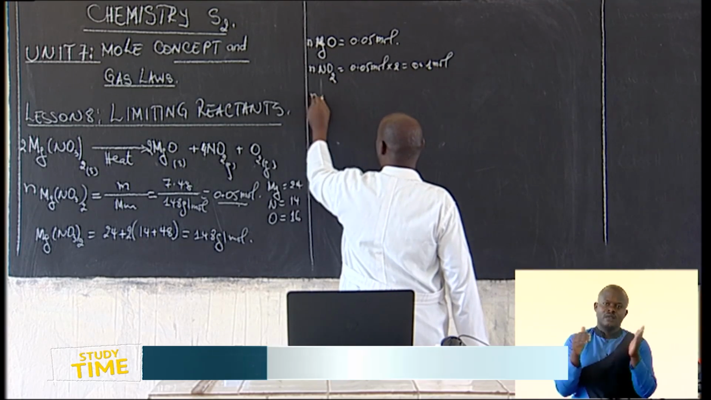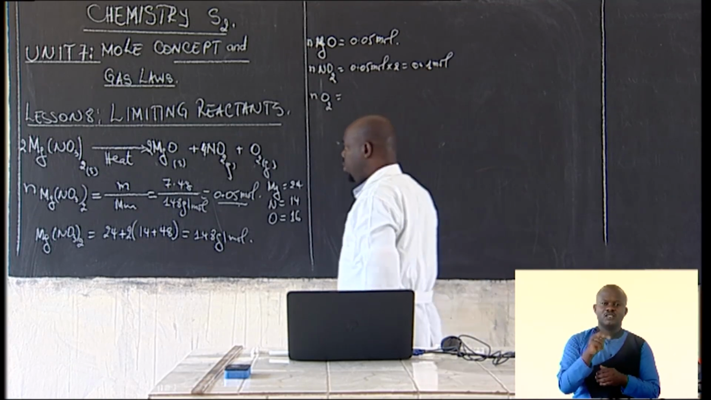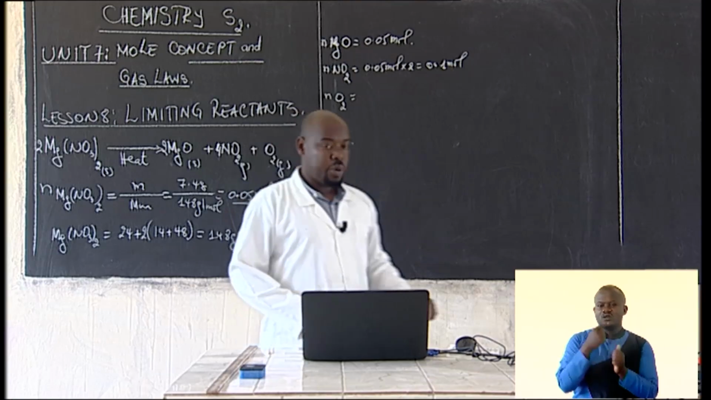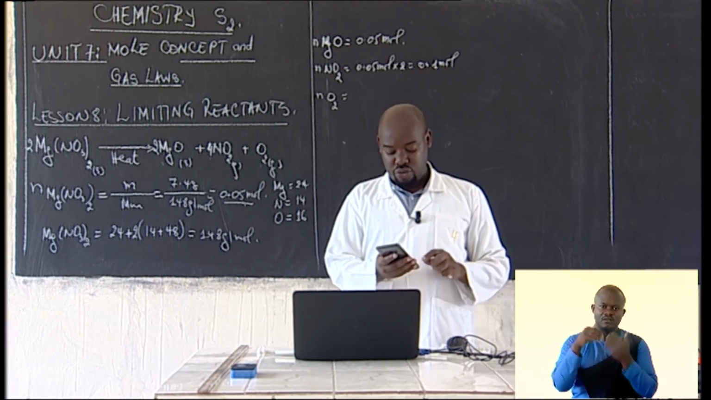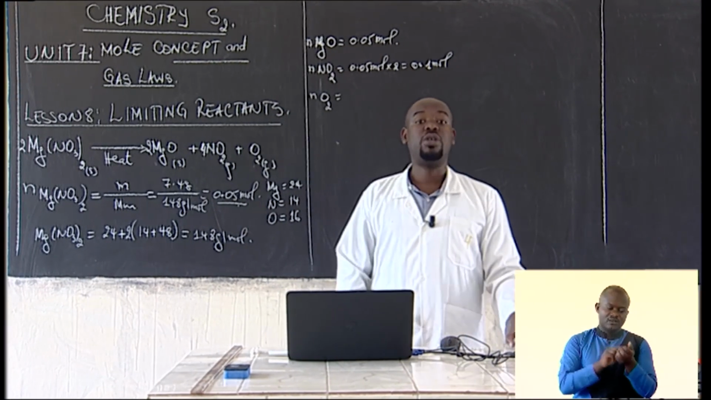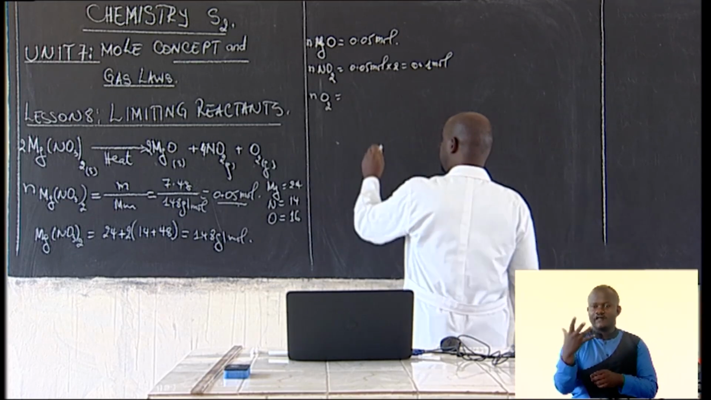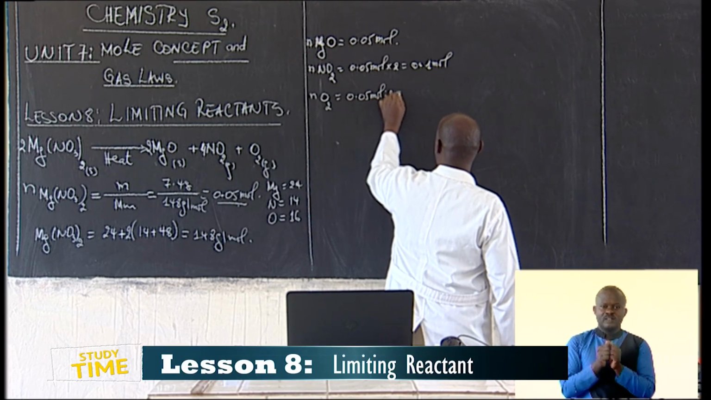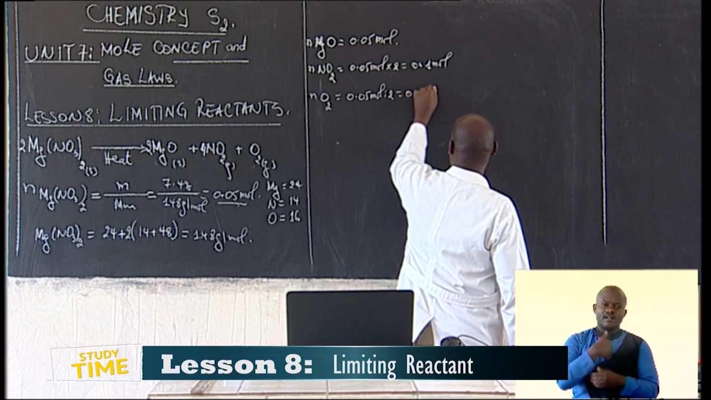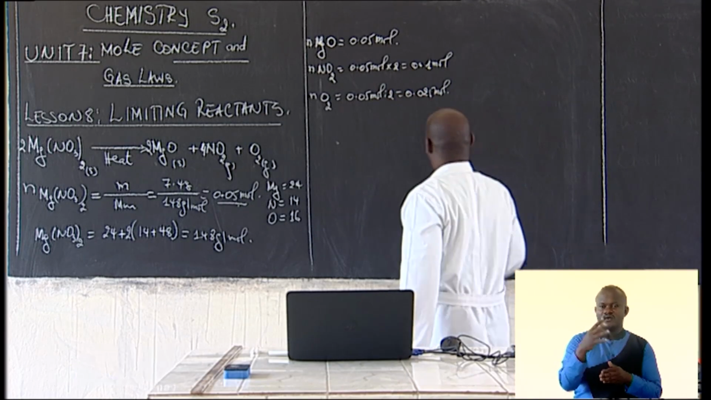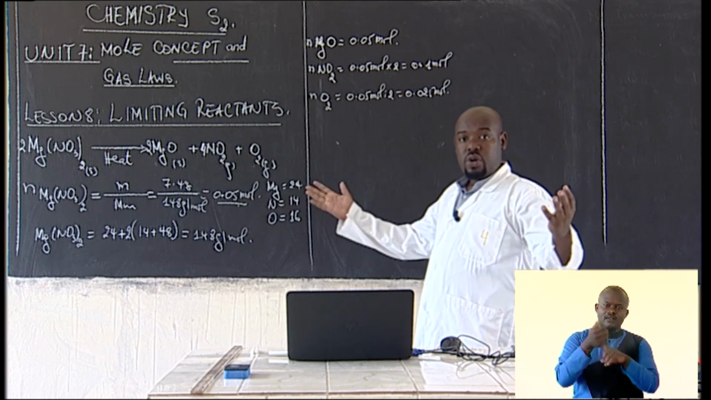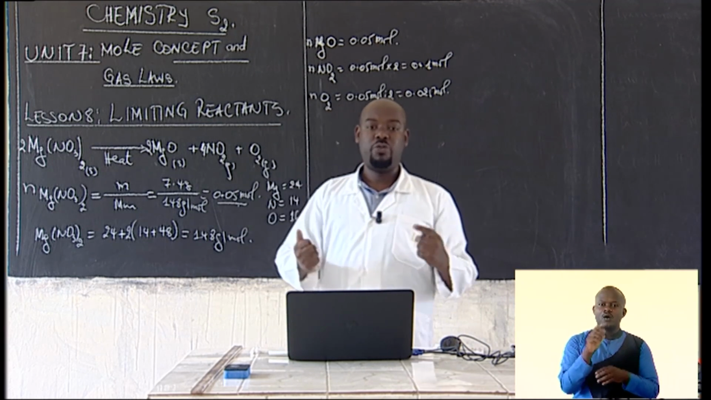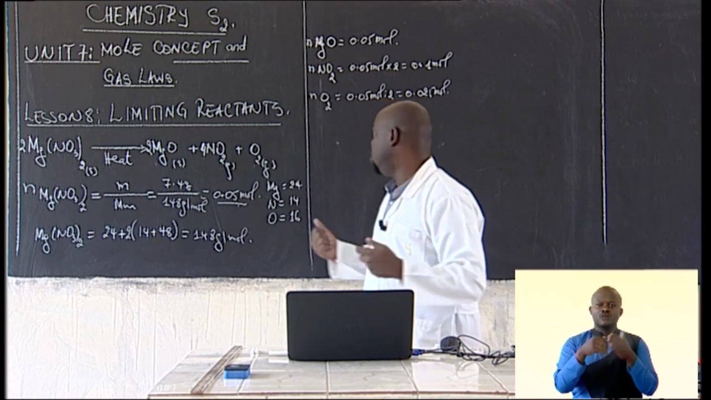And for oxygen, we can see it is the half. So 0.05, we divide by 2. You can use your calculators. We get 0.025. So 0.05 divided by 2, we have 0.025 mole. After getting the number of moles, you can use molar mass times number of moles to find the mass which is produced.